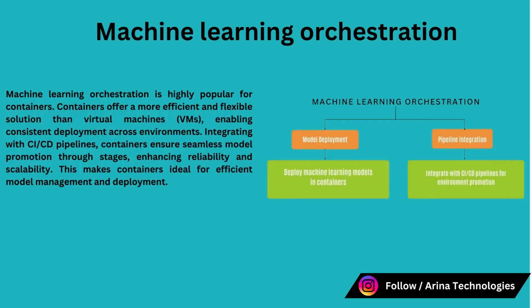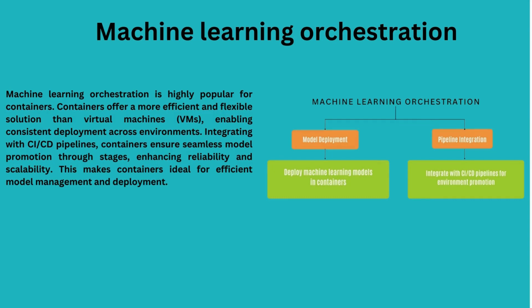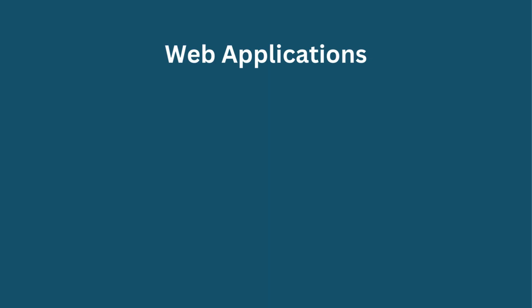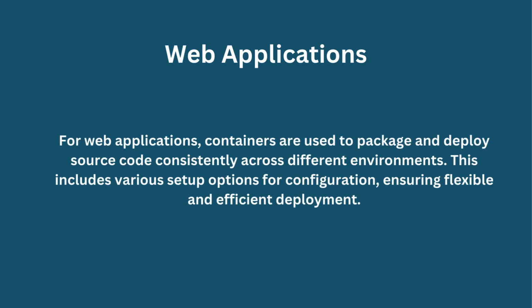Machine learning orchestration is also very, very popular for containers. Instead of a VM deployment, you are better off creating your machine learning model deployed in a container, so that via a CI/CD pipeline it can be promoted across the environments. That is why containers are very popular, and that I also wanted to show. Web applications: you could use containers where your source code could be part of the containers, and there are different options as part of the setup.